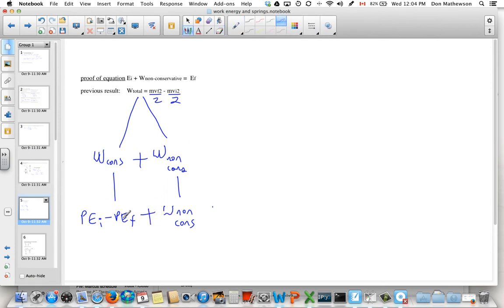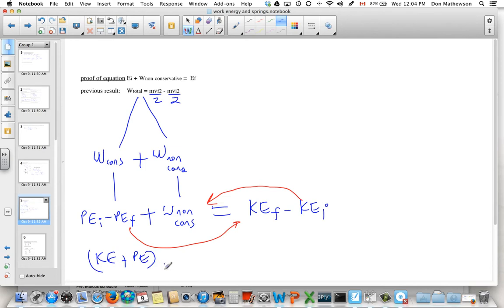So this is the total work done. These are the conservative forces' work, and these are the non-conservative forces' work. And we know that's got to equal a kinetic energy change, kinetic energy final minus kinetic energy initial. So gathering the final terms on one side and the initial terms on the other, this one goes over here, this one goes over here, we arrive at kinetic energy plus potential energy at the beginning, this stays where it was, work by non-conservative forces, equals potential energy plus kinetic energy final.